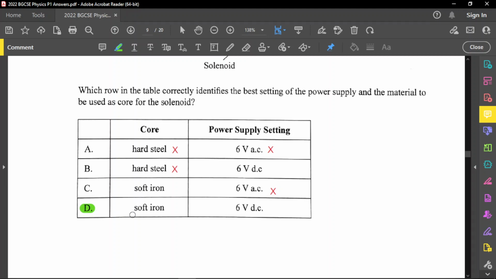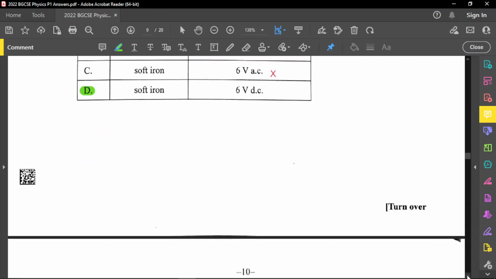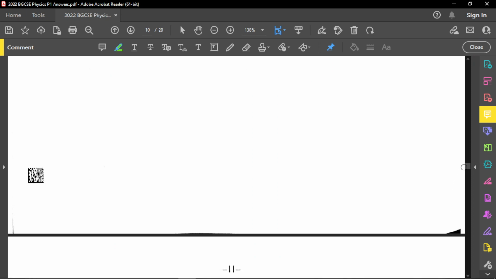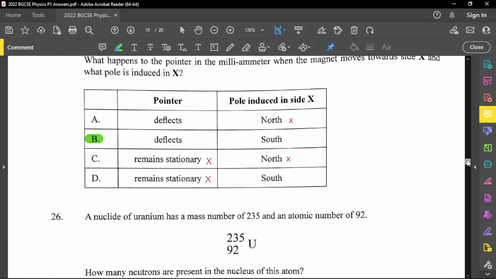So the correct option here is D. There must be a direct current, and the core must be soft iron, because remember, only iron can be magnetized. I think I jumped over the question too fast.